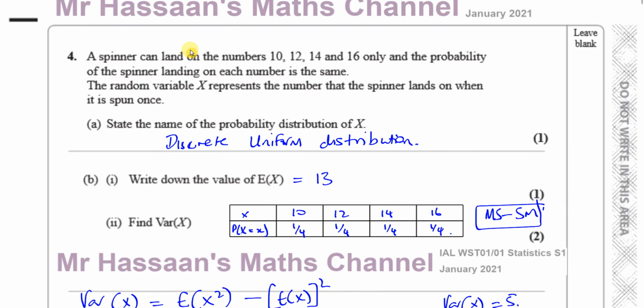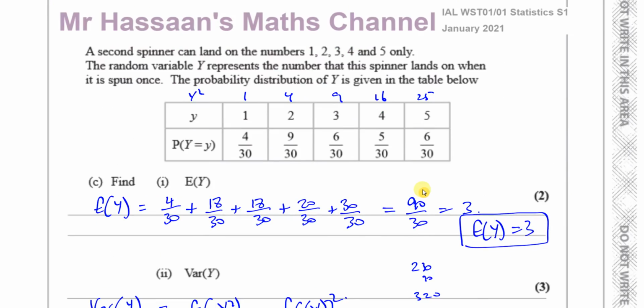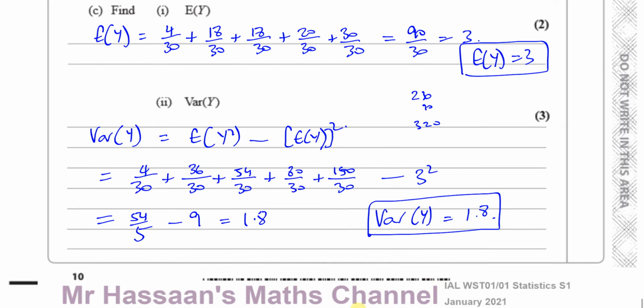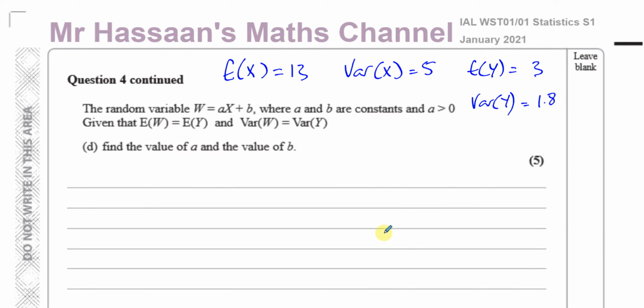Okay, now for part D on the next page. For part D, we have some of the information from the last part of the question that we might need. It says a random variable w equals a x plus b, where a and b are constants and a is greater than 0. Given that EW equals EY and variance of W equals variance of Y, find the values of A and B.